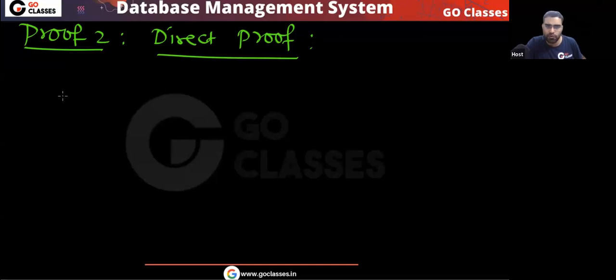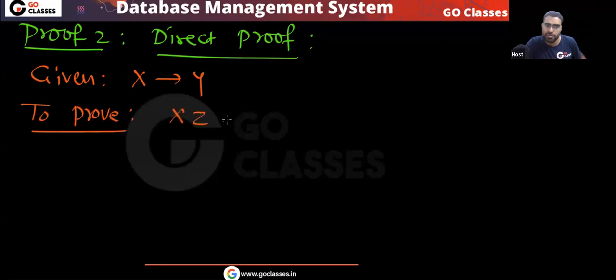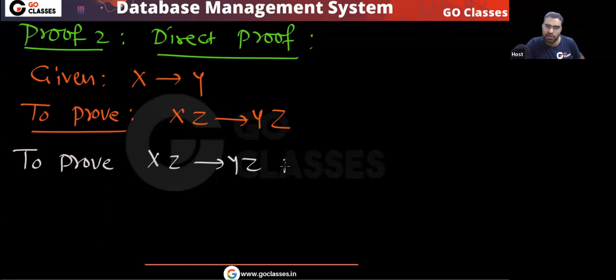So this is the direct proof. What is the direct proof? Remember, this is given to you: X determines Y. And what we need to prove? We need to prove that XZ determines YZ. This is what we need to prove. Now, to prove XZ determines YZ, what can we do?